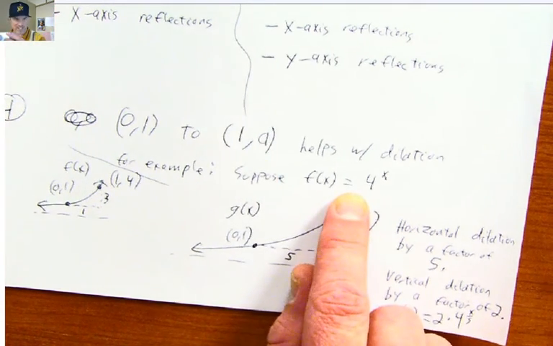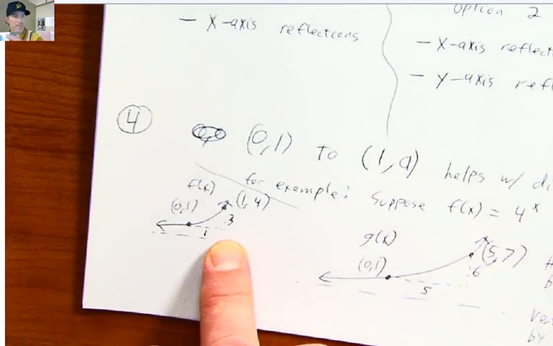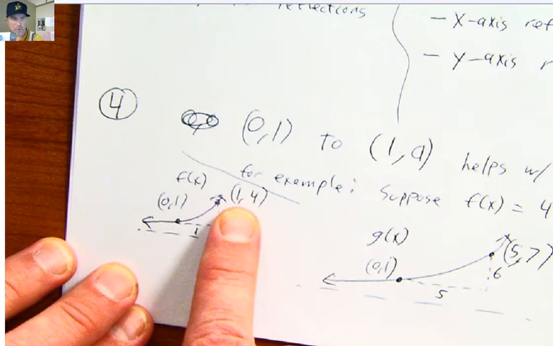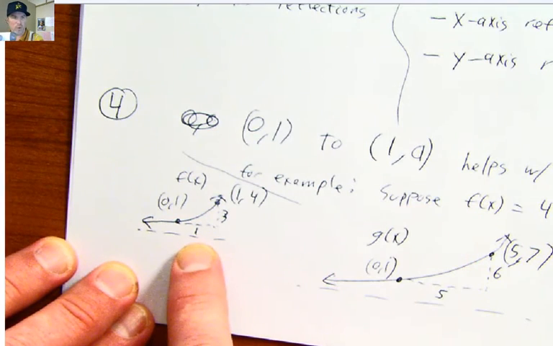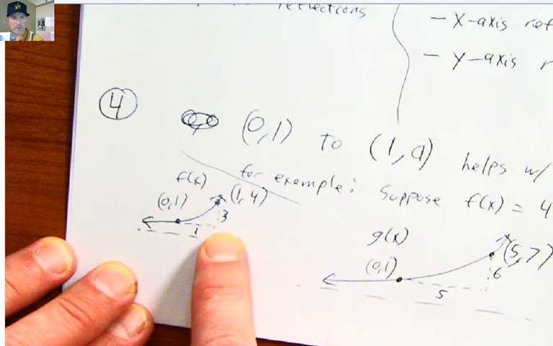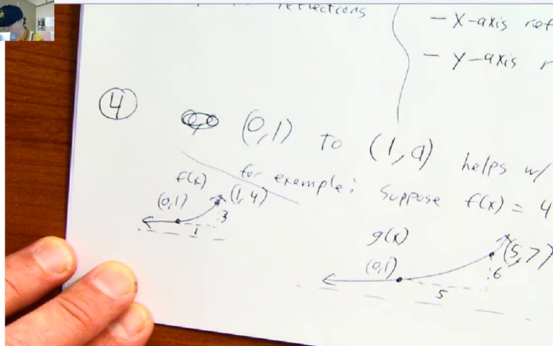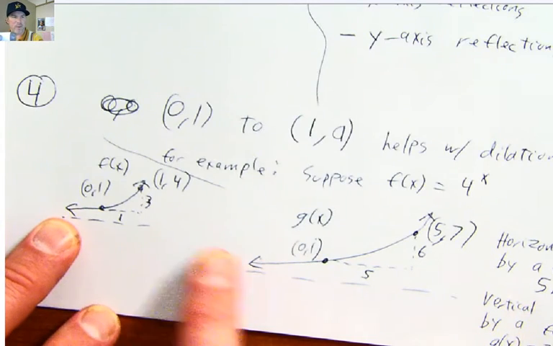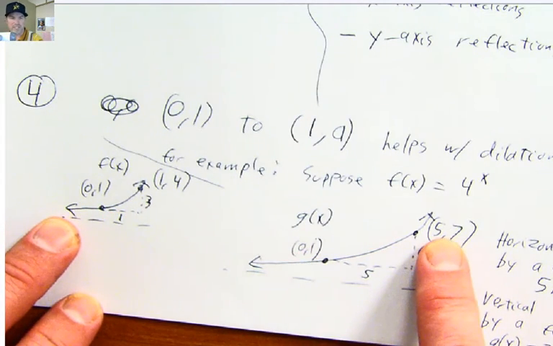Suppose f of x equals 4 to the x. In 4 to the x, I look at the 0, 1 point, and I look at the 1, 4 point. Typical 4 to the x goes over 1 and up 3. If this was 5 to the x, it would go over 1 and up 4. Interesting. So then, let's say that I had some g of x graph, and instead of being 0, 1, and 1, 4, it's 0, 1, and 5, 7.